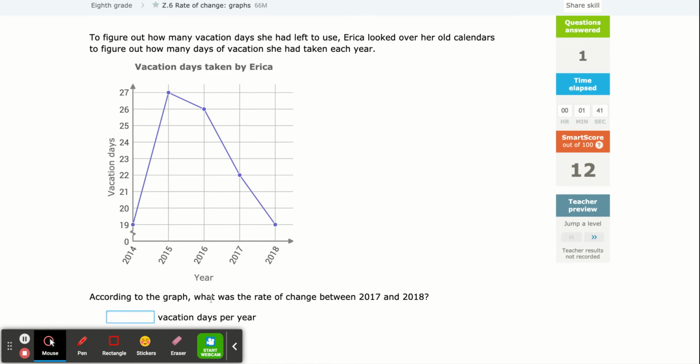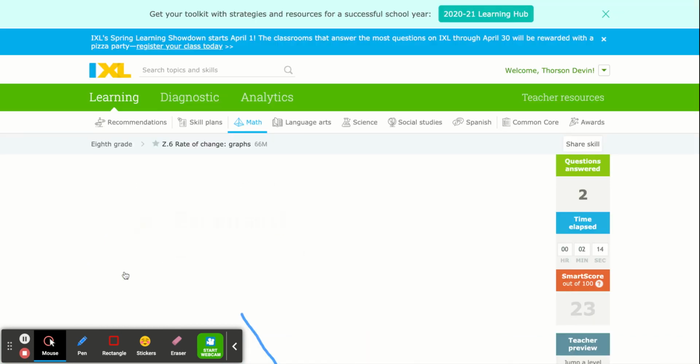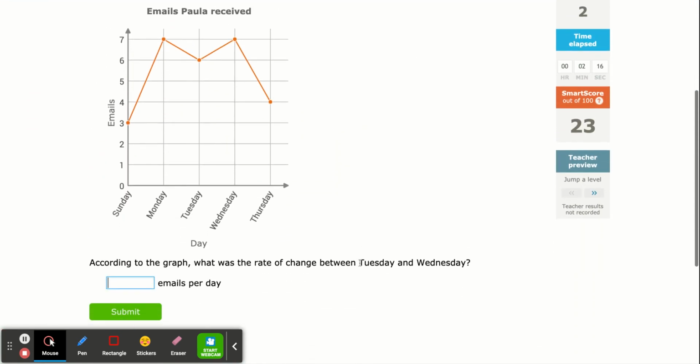We're going to find what the rate of change is between the years 2017 and 2018. So you find the correct horizontal distance between 2017 and 2018, and you find out what the vertical change is. I went down from 22 to 19. So my rate of change is down, or a -3, -3 vacation days per year.